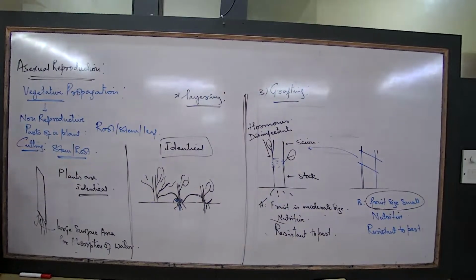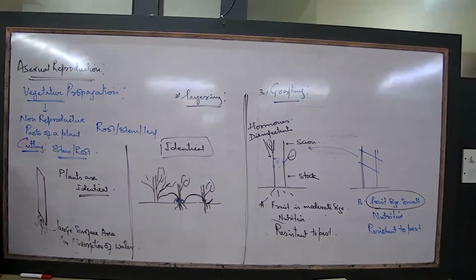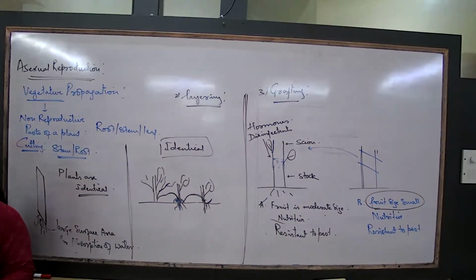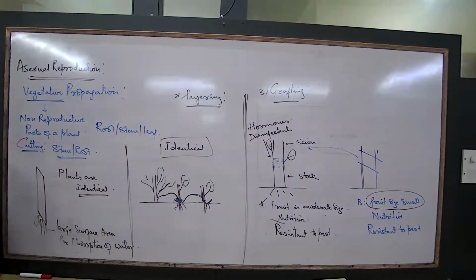What does grafting give rise to? Grafting always gives rise to improved variety. Don't write hybrid, write improved variety.